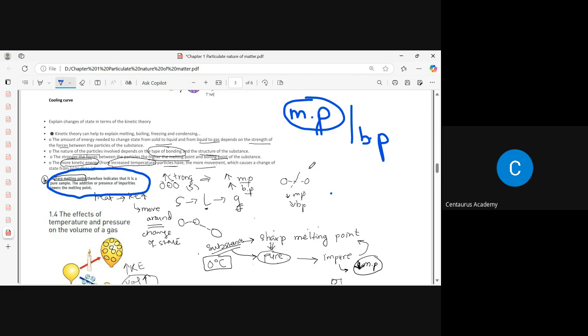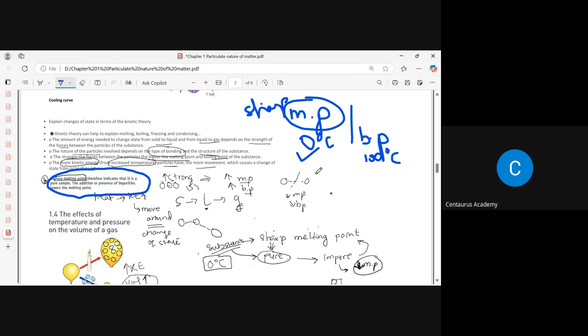How are you going to identify that one particular substance is a pure substance or an impure substance? If a substance has a sharp melting point, what do I mean by sharp melting point? It means a fixed melting point. For example, ice has a fixed melting point of 0 degrees Celsius, and water has a fixed boiling point of 100 degrees Celsius. Fixed, or sharp, melting and boiling points basically mean that they do not have any impurity added to it.